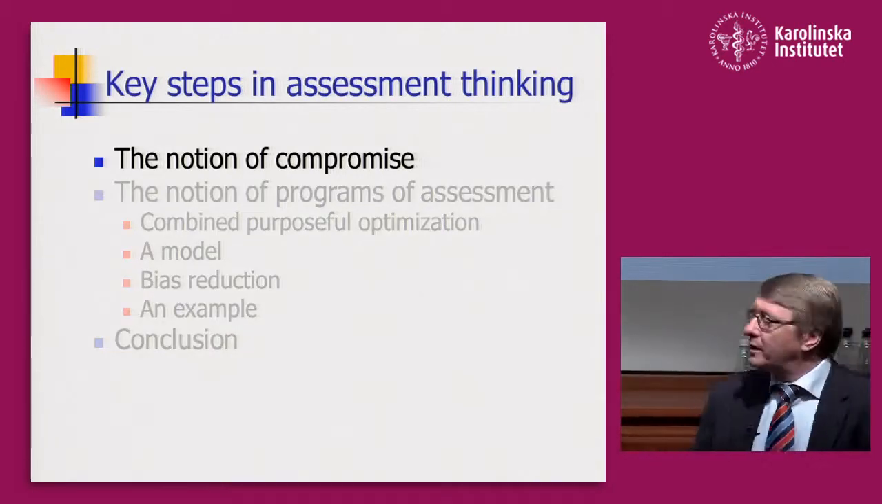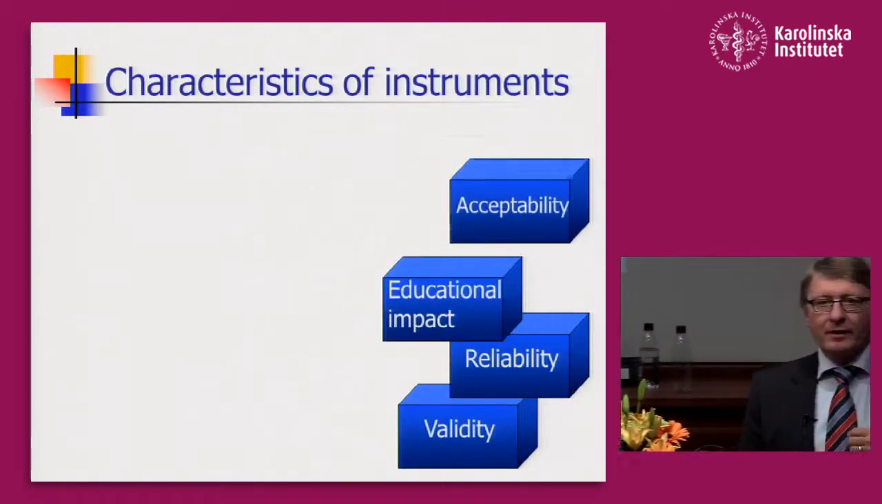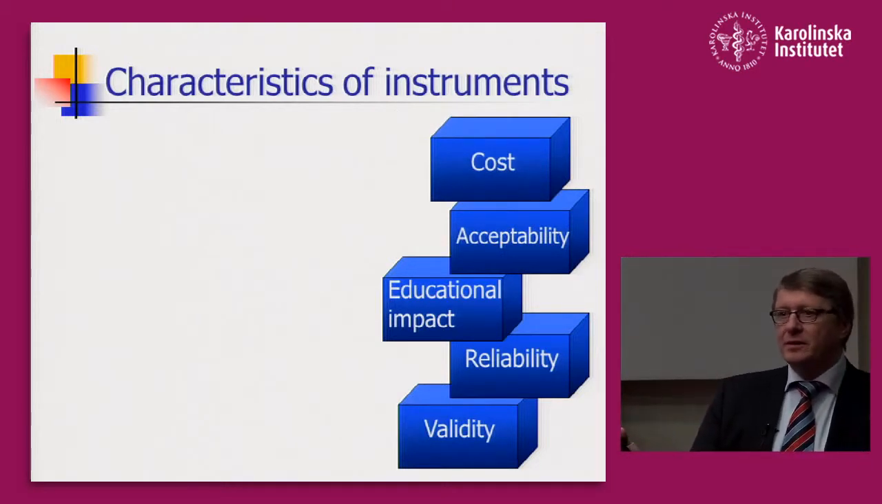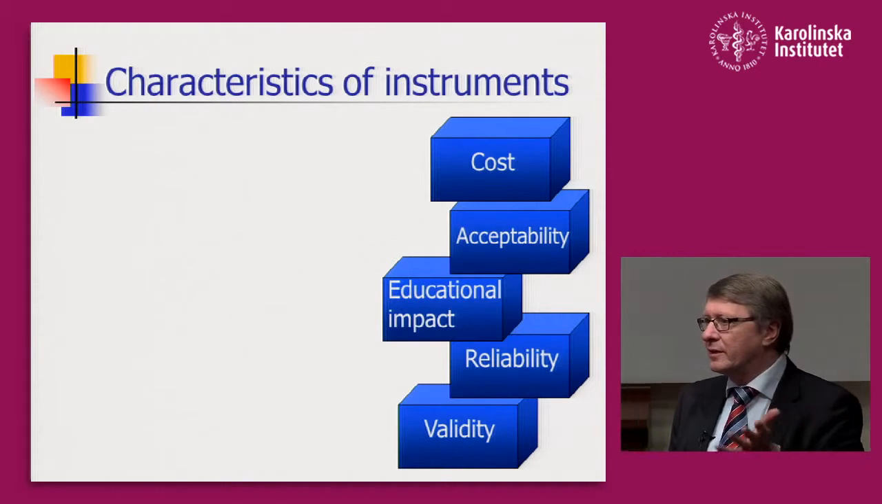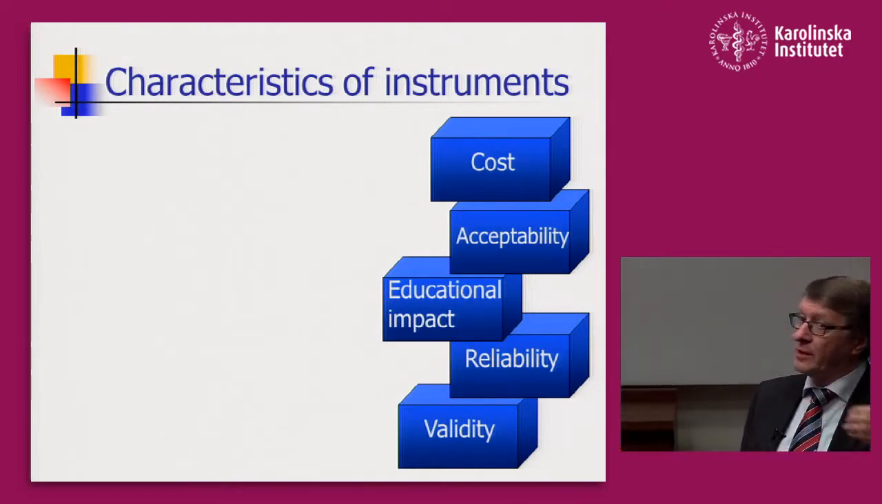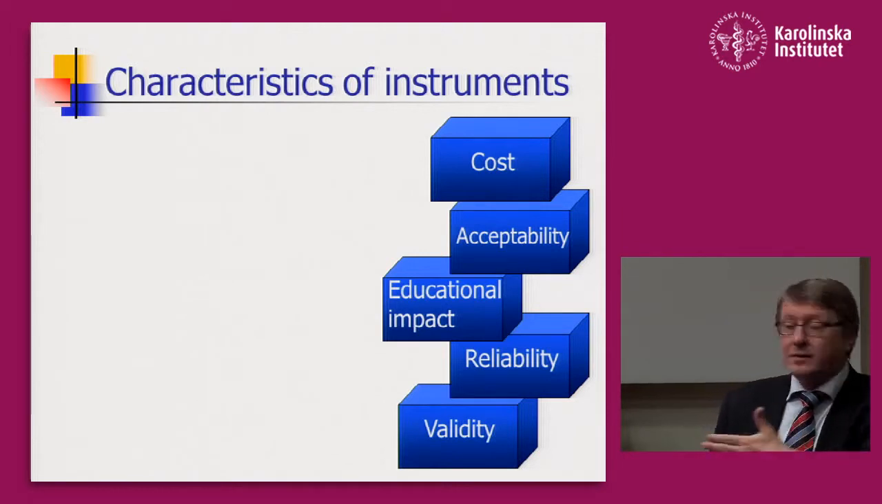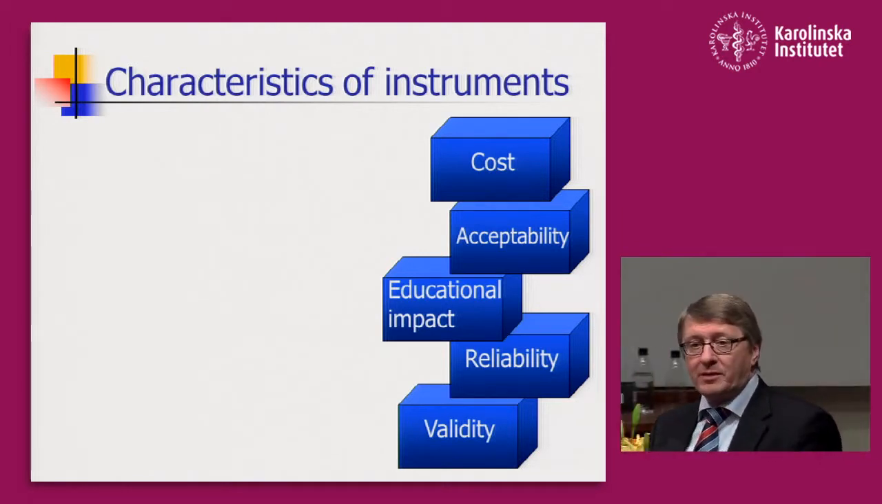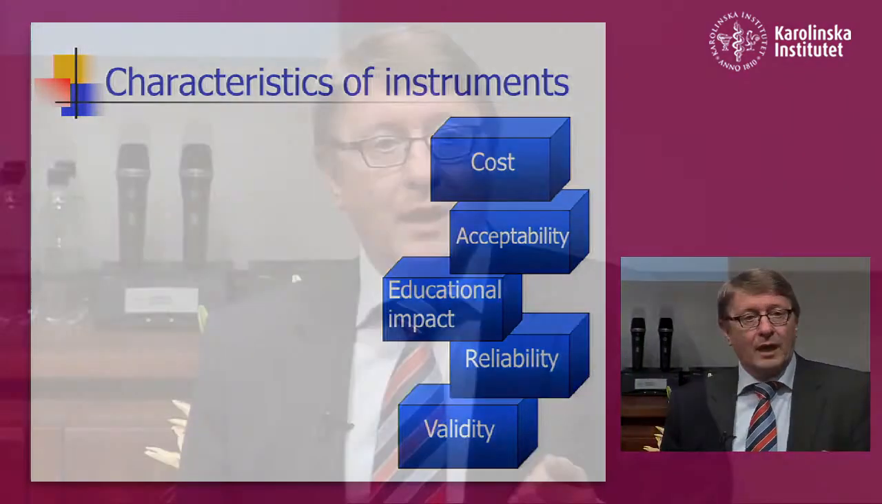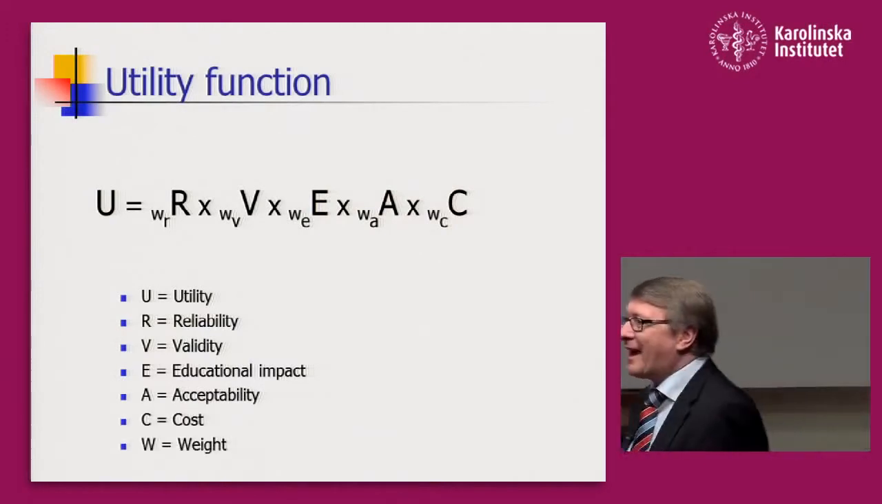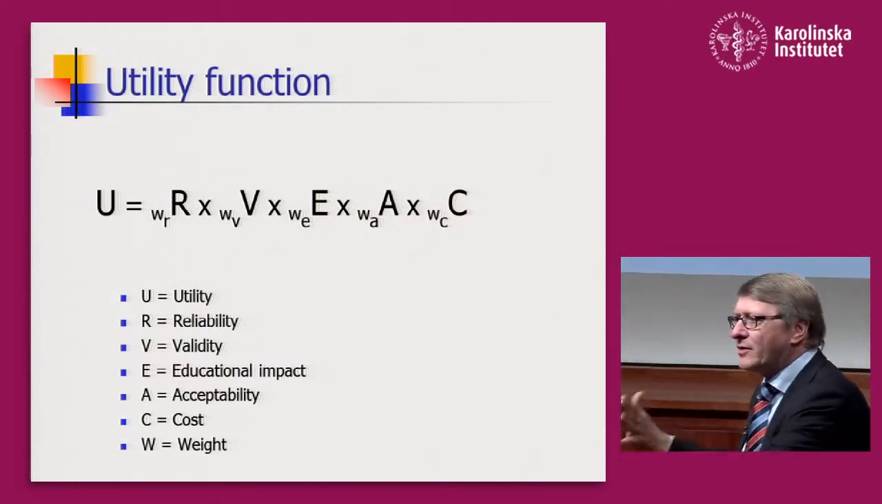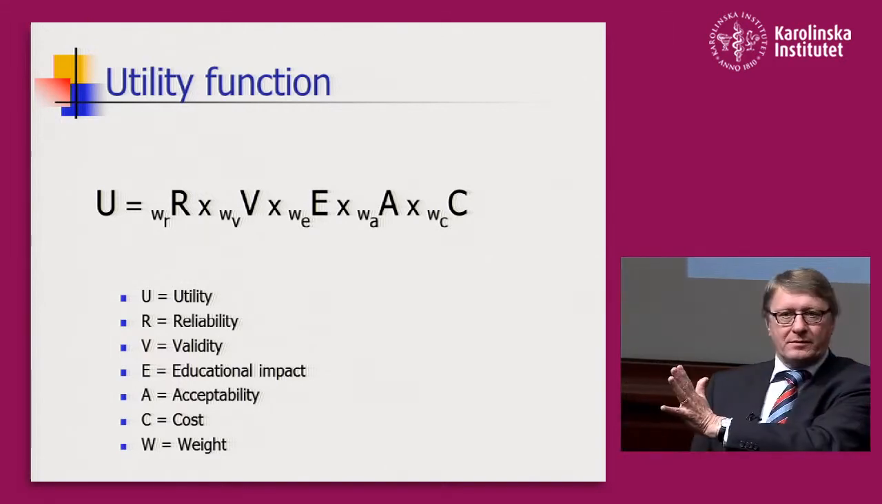Compromise. A long time ago, I published a paper where I said that every instrument has a set of characteristics: reliability, validity, educational consequences, learning impact, resources, the costs, whether a measure is accepted or not within the community, and other publications have shown other characteristics of instruments. And I thought, if Professor Harden can produce a nice formula, I can do that too, because I thought the utility of any particular method is a function of these different quality characteristics.